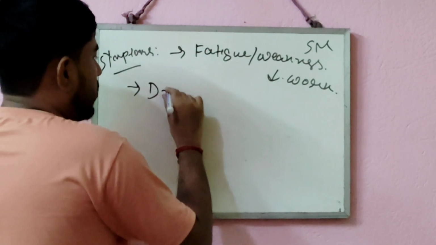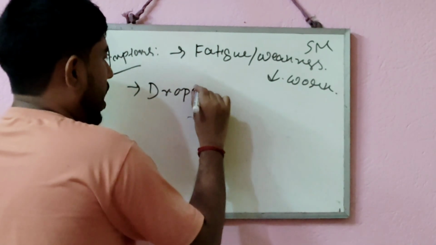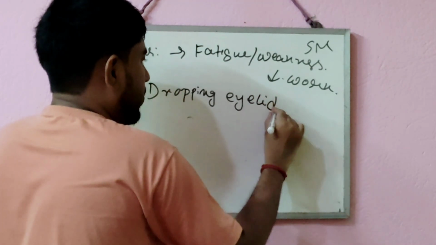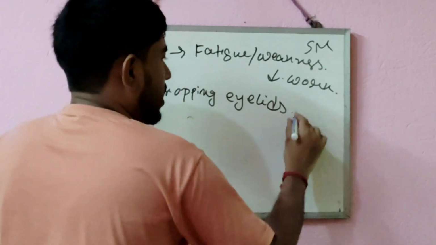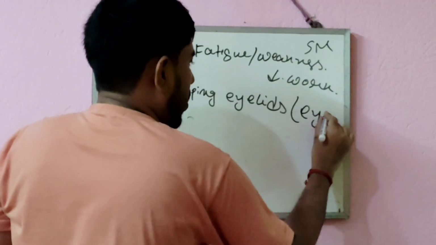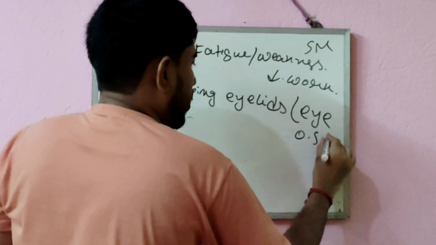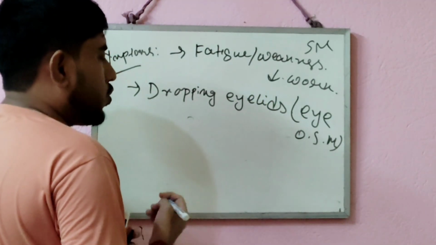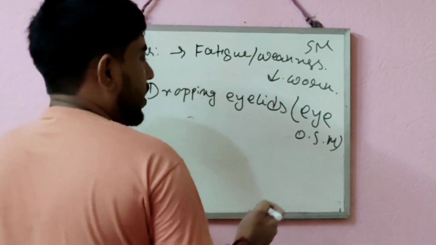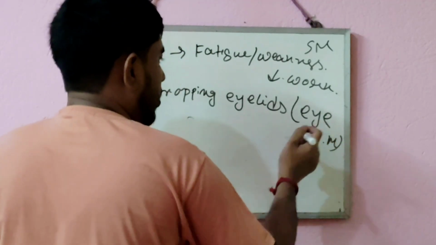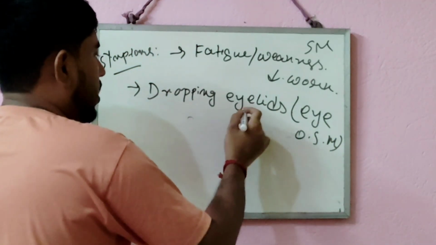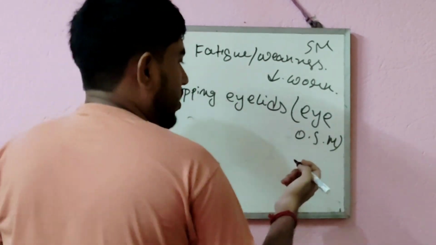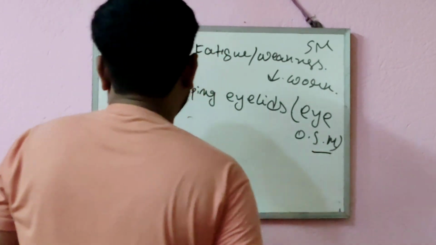Sometimes there is dropping of eyelids due to myasthenia gravis in the eye smooth muscle, or ocular smooth muscle. Sometimes the eyelids start to drop automatically due to the impairment, fatigue or weakness of the ocular smooth muscle present in our eye. The eyelids start to drop. From that also you can understand that a patient may be affected by myasthenia gravis.